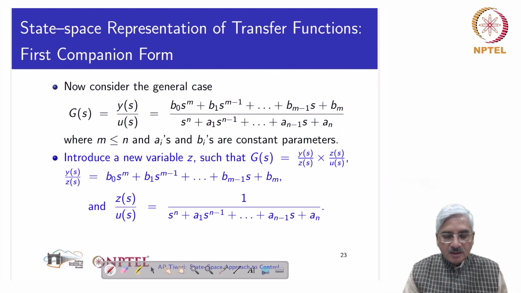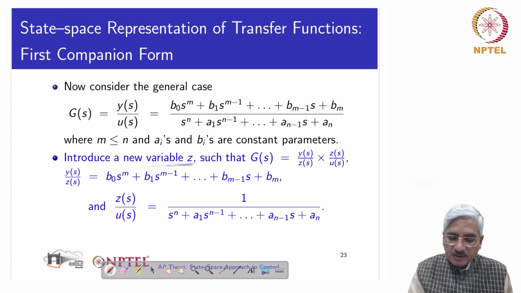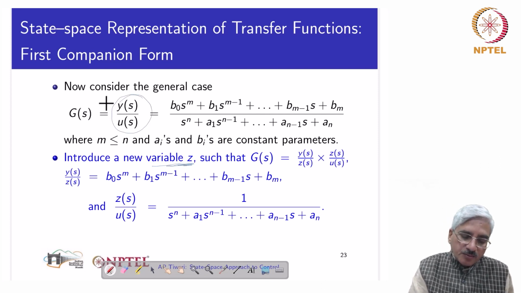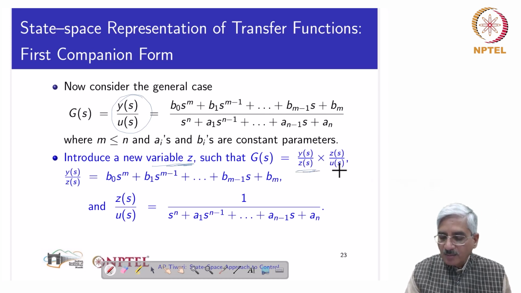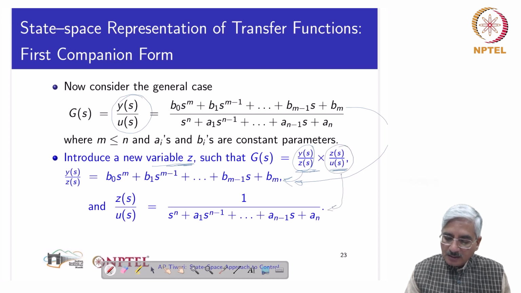So we move ahead, and what we do is we introduce a new intermediate variable, which is z, and we write the given transfer function ratio Y(s) by U(s) as a product of two ratios, Y(s) by Z(s) multiplying Z(s) by U(s). In this, Y(s) by Z(s) is essentially the numerator of this given transfer function. This is here. That is represented by Y(s) by Z(s). And Z(s) by U(s) contains essentially the denominator of this transfer function.